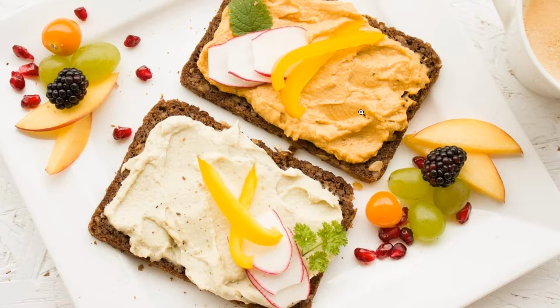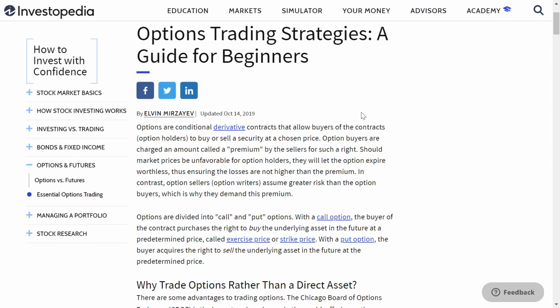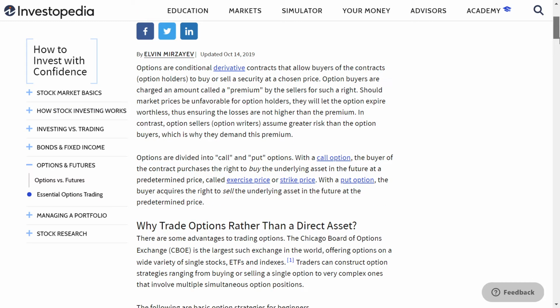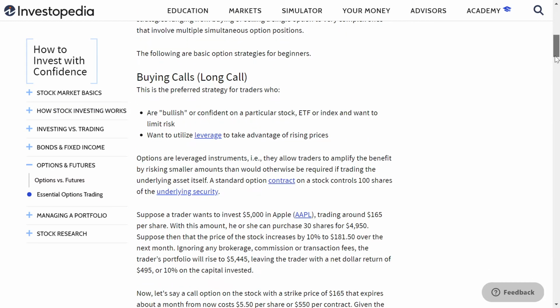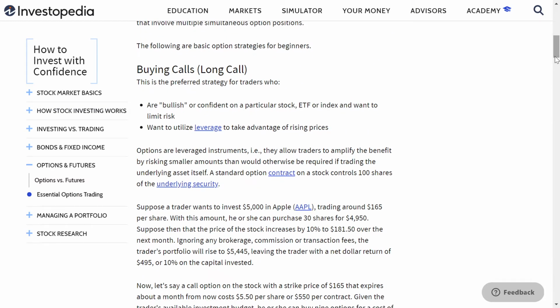But we're going to jump into the next thing here. Different spreads, there's strangles, there's straddles, a lot of different strategies. I'm just going to cover some of the quick basics here. I'm not going to go into too many details, just straightforward.